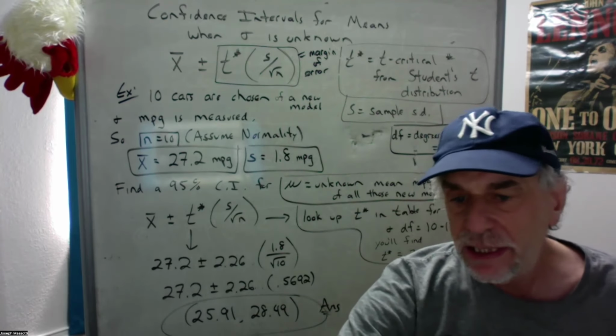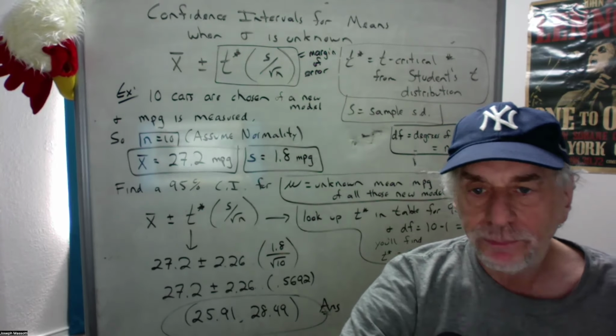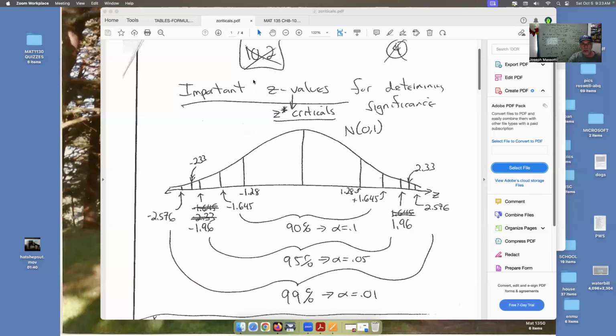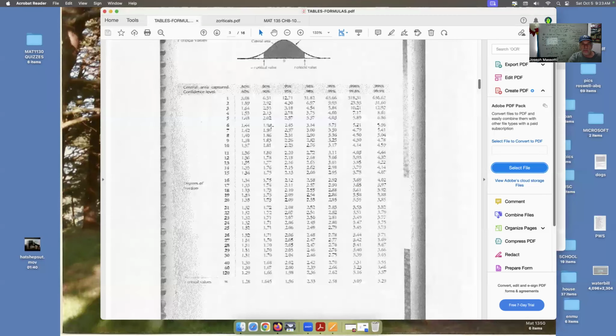So let's go look at these t critical values for a second and show you what I'm talking about. All right, so this is the t critical value table. I know it's not quite as clear as I'd like it to be, but I can't find a better table anywhere. If you can find a better table online somewhere, let me know. But anyway, this is the t distribution.